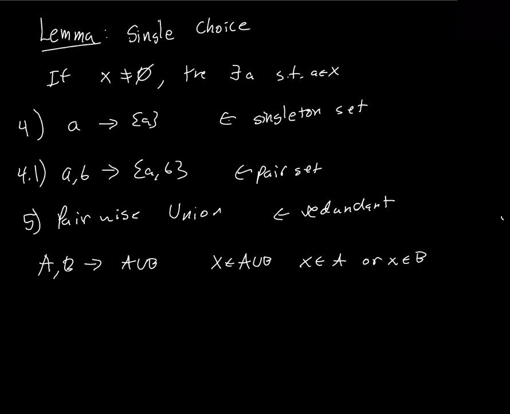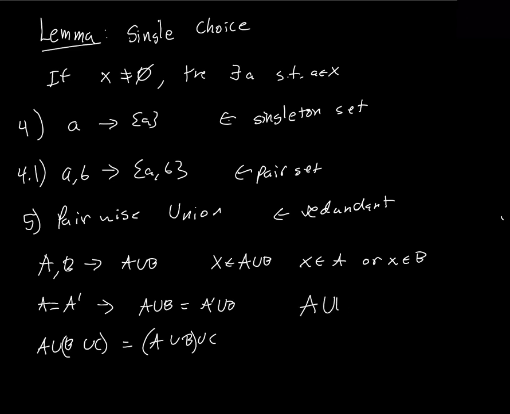Now, one thing that you can check about union is that it obeys substitution. That is, if A is equal to A prime, then A union B is equal to A prime union B. It's also associative. A union B union C is equal to A union B union C. Where did I put the parentheses? Actually, I don't know. Is this right associative or left associative? Whatever. And we have commutativity. These statements are not hard to prove just by using the laws of logic.